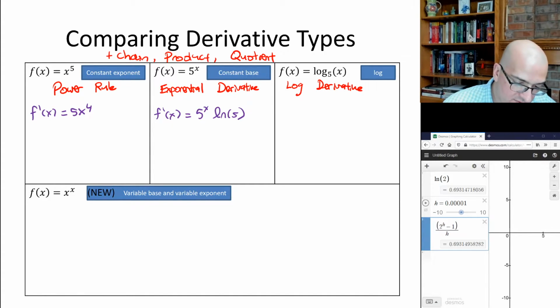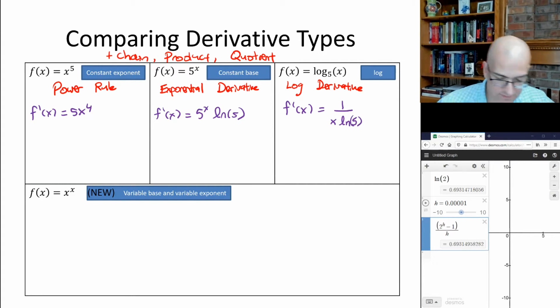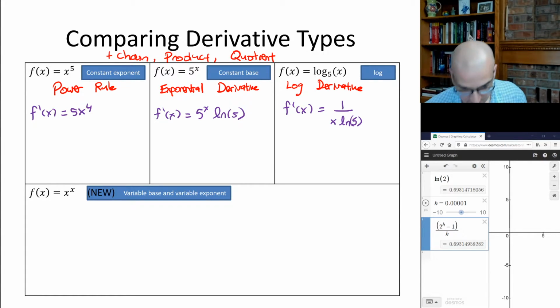For log base 5, so log base b, we have 1 over x times the ln of 5. Very different functions with very different derivative formulas. The last one on this slide, x to the power of x. We compare it to the power rule, and we compare it to the exponential derivative rule, you can see that it's neither of those.